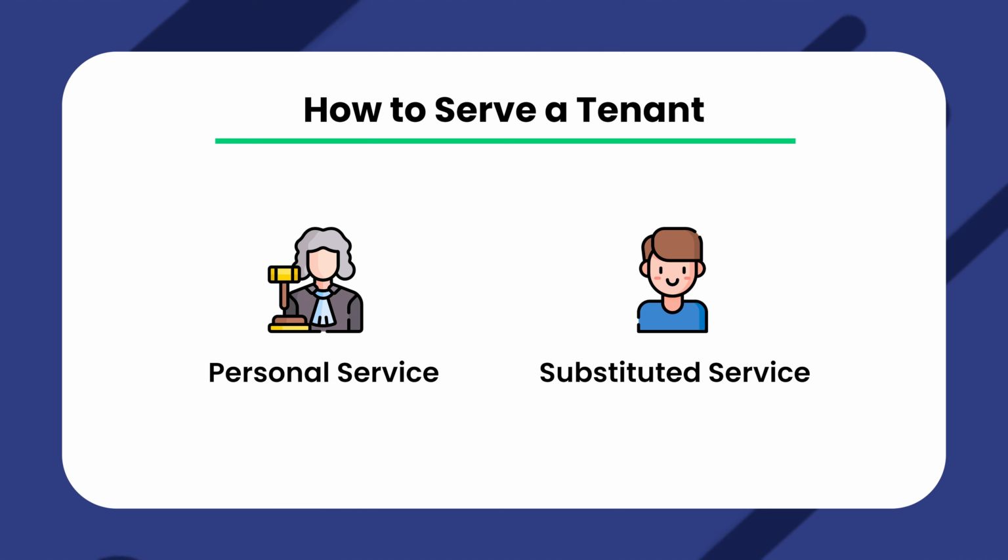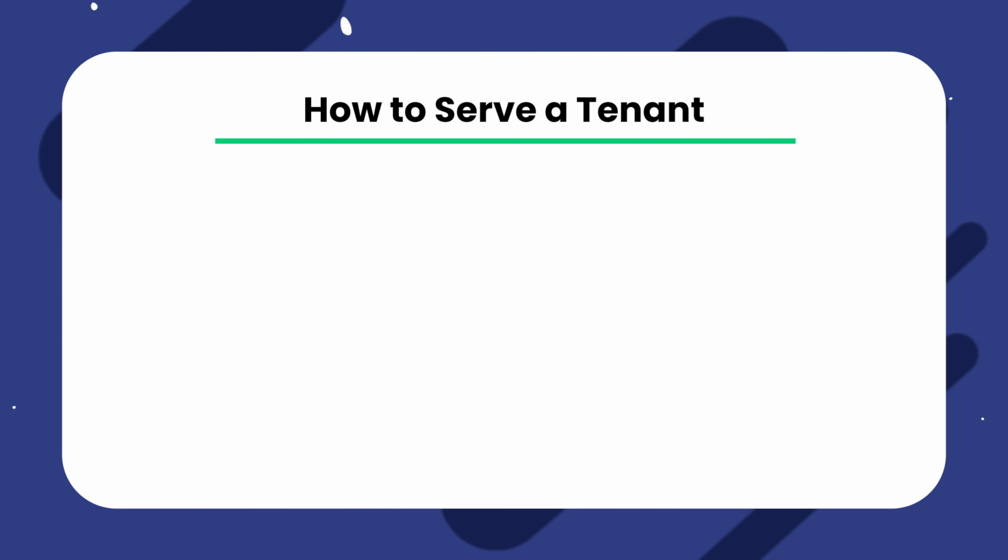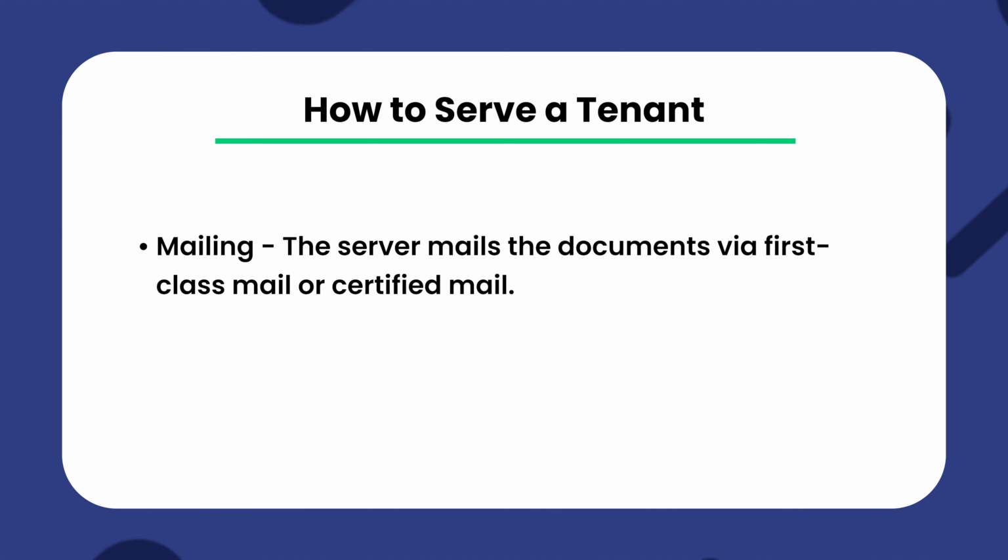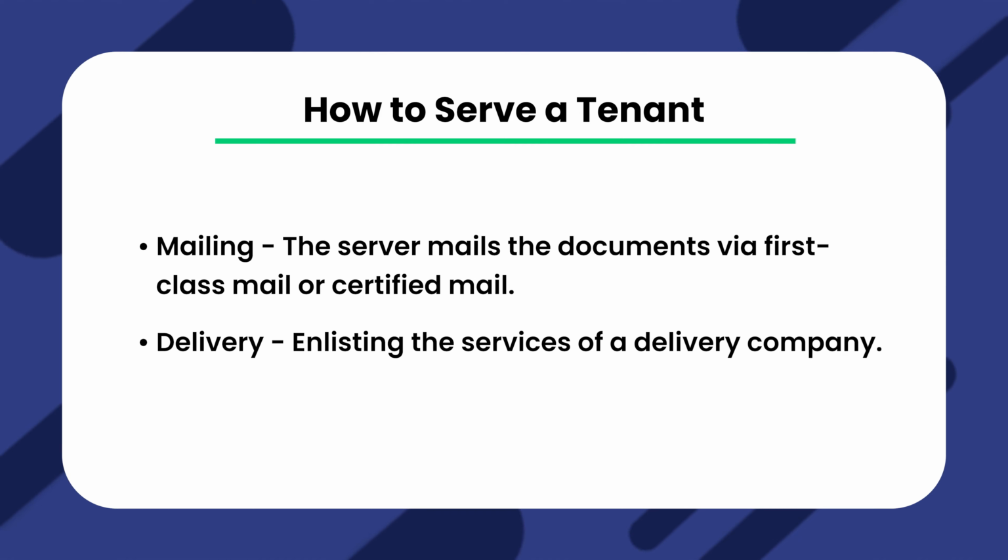Substitute service: if the tenant is unavailable, someone living with the tenant who is over the age of 18 may receive the documents. If none of these methods are possible, the court official turns to the following method. Mailing: the server mails the documents via first-class mail or certified mail. Or delivery: enlisting the services of a delivery company. Landlords and their lawyers are not allowed to serve the tenant in person. They can only do so using the mailing or delivery service.